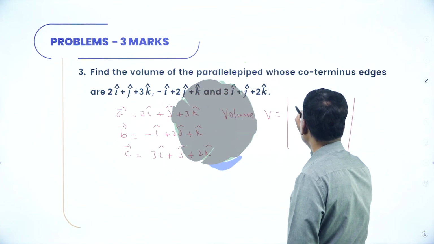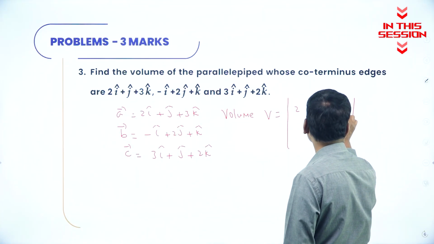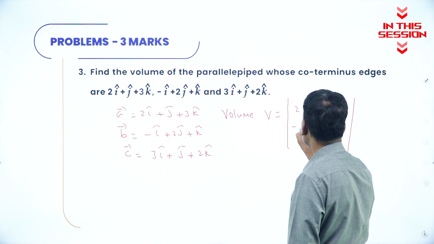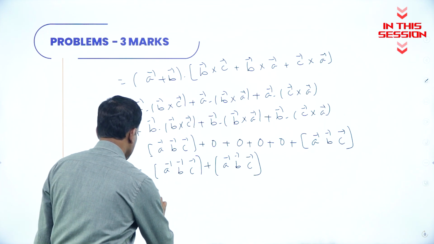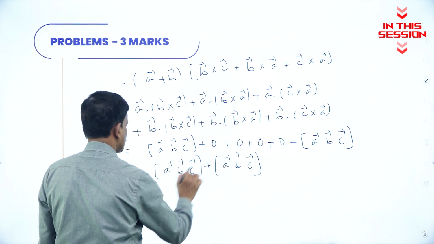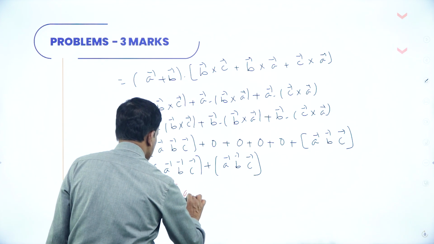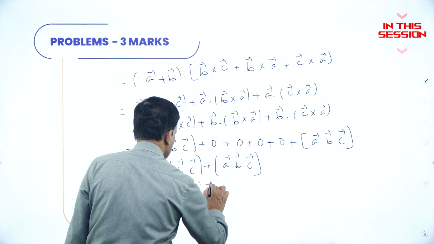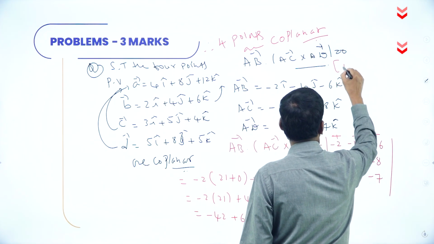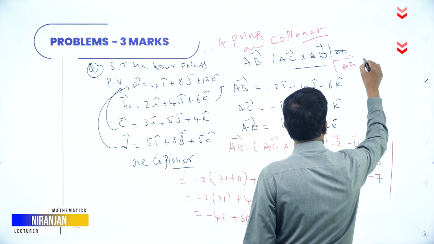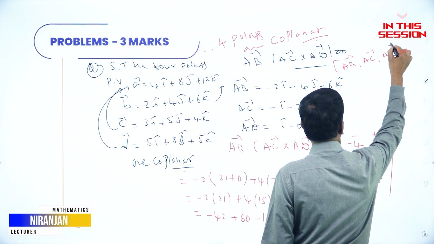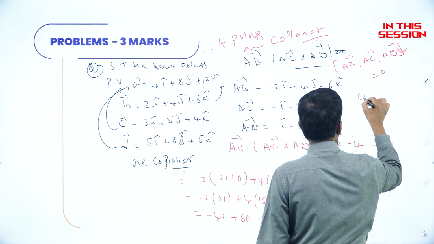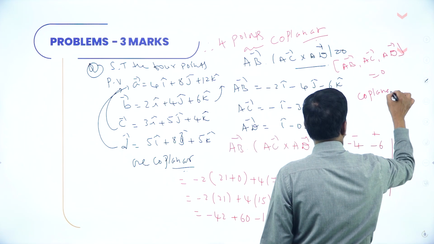What is the coefficient of i in the first vector? 2, j is 1, k is 3. For the second vector, the coefficient of i is minus 1, j is 2, k is plus 1. How many box products are there? So this is equal to ABC plus ABC, which is nothing but 2 times the box product of ABC. If the box product of vector AB, vector AC, vector AD is equal to 0, then they are coplanar.